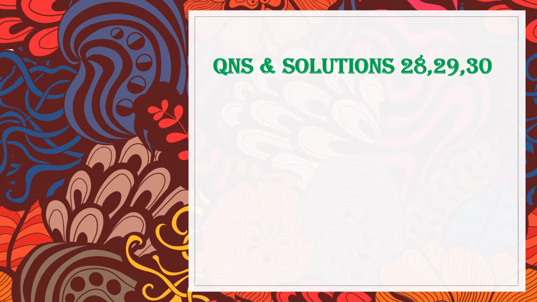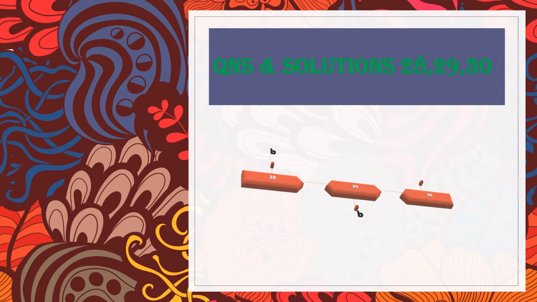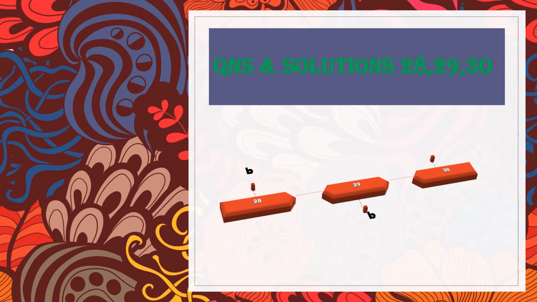Now the rest three final questions. Questions and solutions for 28, 29 and 30. Let us proceed. The correct option for question number 28 is B. The correct option for question number 29 is B. And the correct option for 30 is, oh, there is no option. There is a word. Oh, is it a mistake or is it intentionally done? Let us proceed to the question now. Fine.